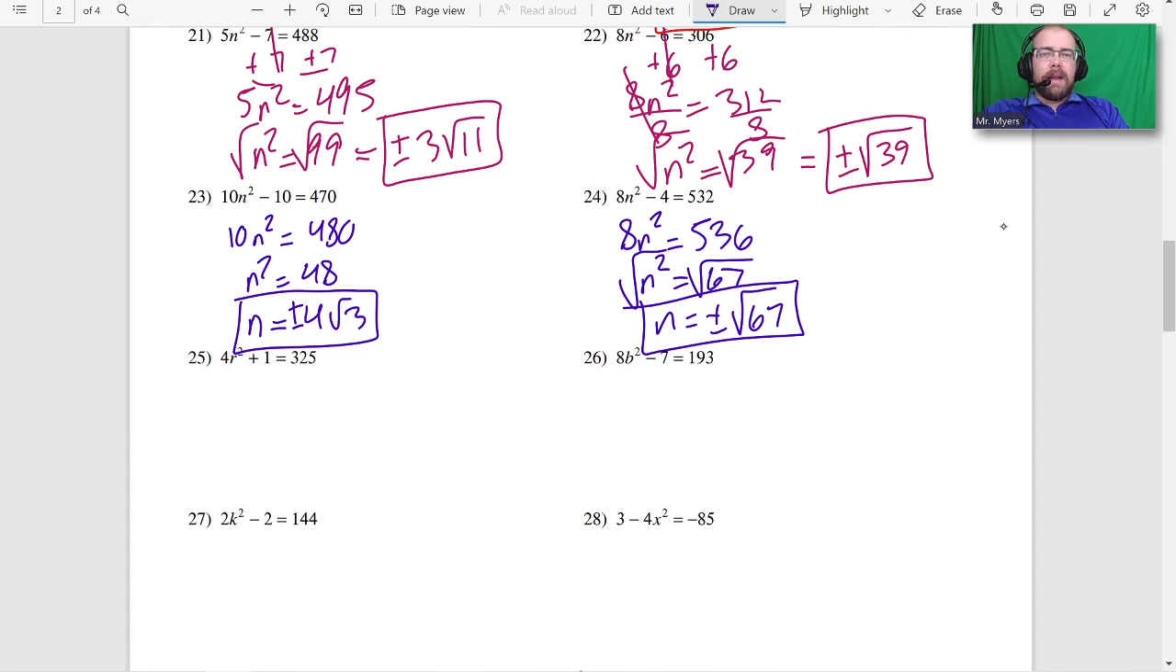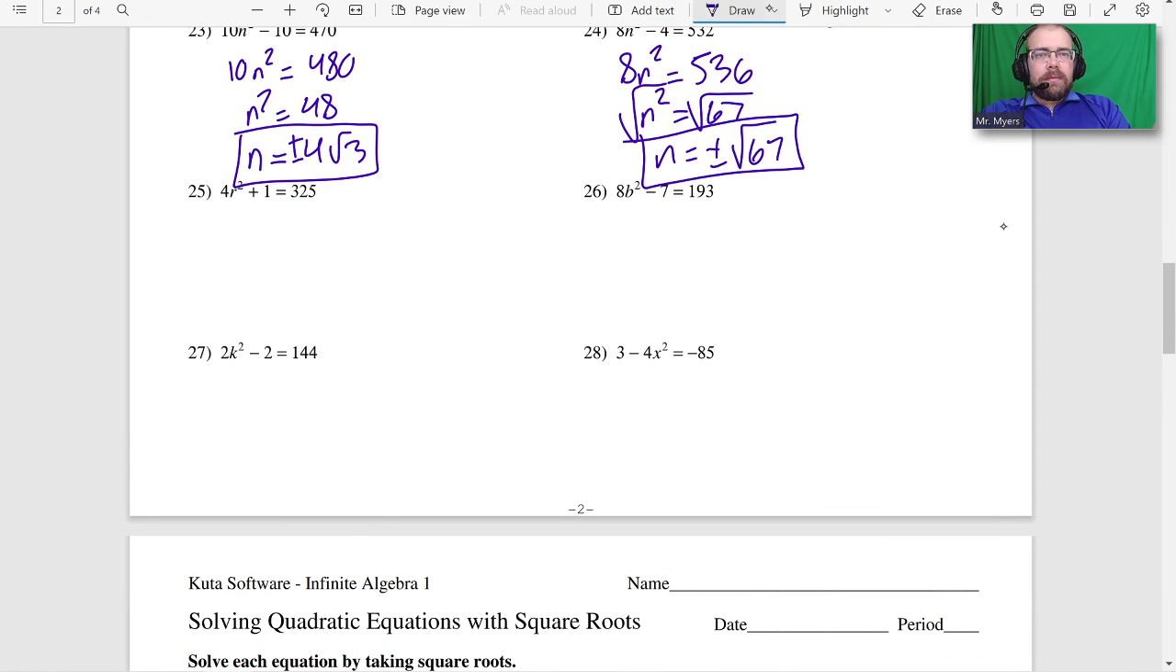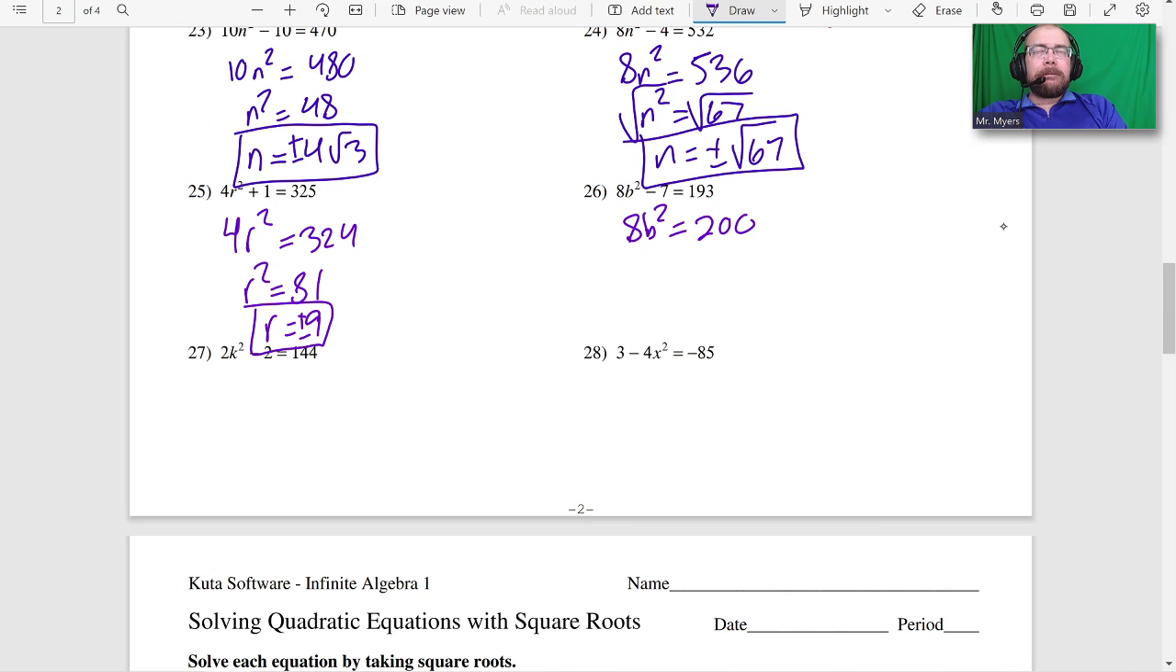Whew. Okay. So, next up, we've got 4r squared equal to, subtract 1, 3, 2, 4. That goes into 4. Let's see, that'd be 150, 162, and then 81. So r is equal to 9, plus or minus. There we go. Here we add 7, so that's 200. Half is 100, half 50, half 25.